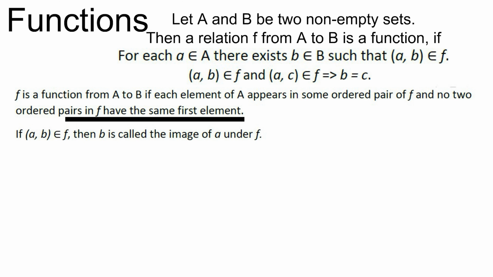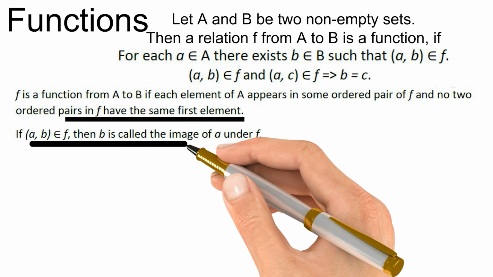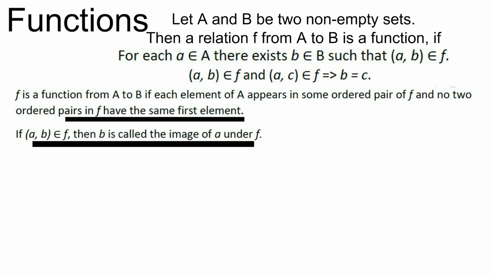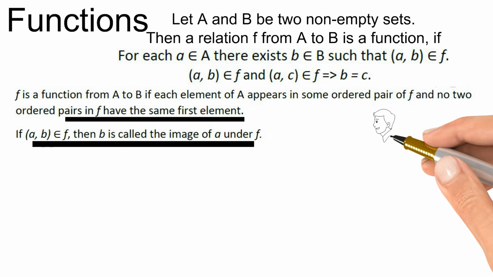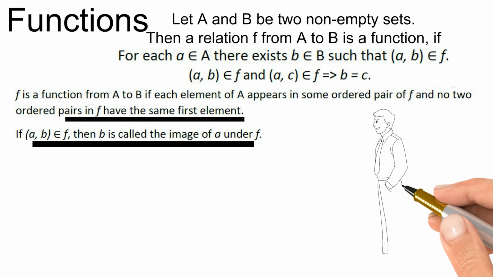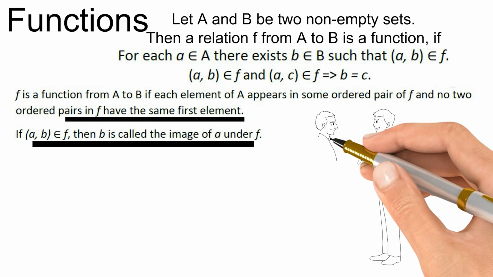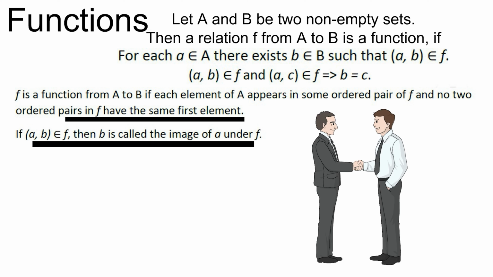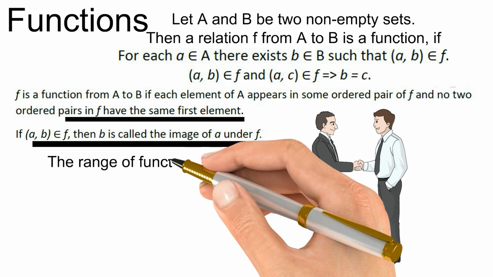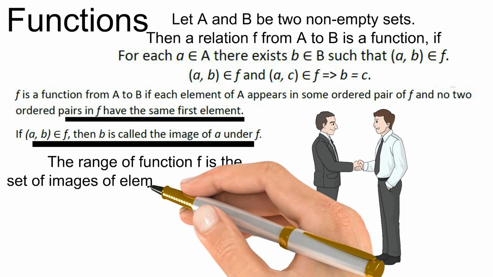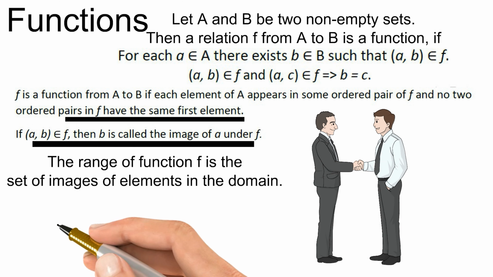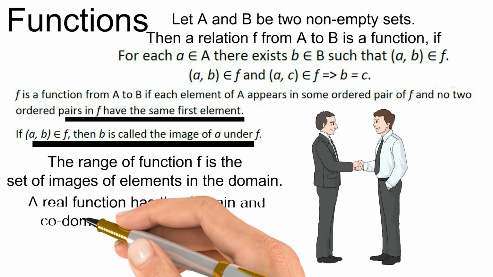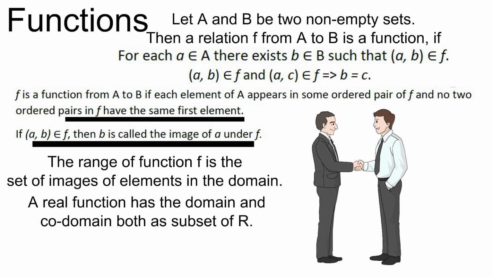If (A, B) belongs to f, then B is called the image of A under f. A function f from a set A to B is a rule associating elements of A to elements of set B such that every element in set A is associated to a unique element in set B. The range of function f is the set of images of elements in the domain. A real function has the domain and codomain both as subsets of R.